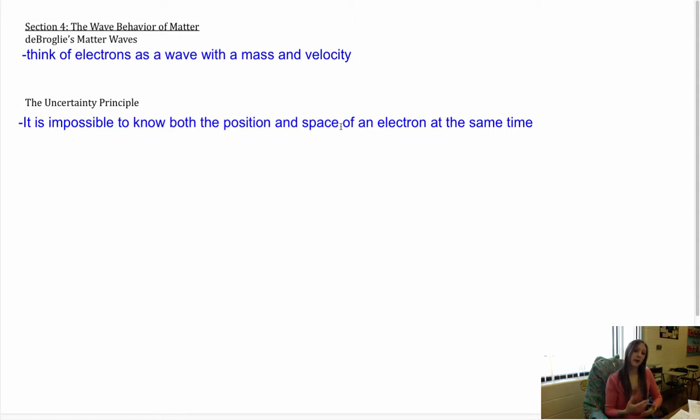Last year I talked about fan blades. You can't see the individual fan blades when they're moving. If I stop one, now I know exactly where it's at, but I have no idea how fast it's going. So you can't know both the position and the velocity of an electron at the same time.